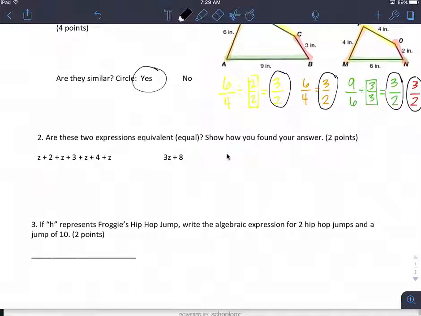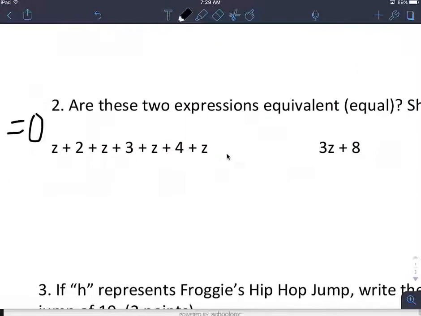The second one says, are these two expressions equivalent? Show how you found your answer. Well, I'd like to pick a number for my variable and plug it in to check. And I like to pick 0, 1, or 2 because I know those are easy. I'm going to pick 0. So I'm going to start here. Anytime I see z, I'm going to plug in 0.